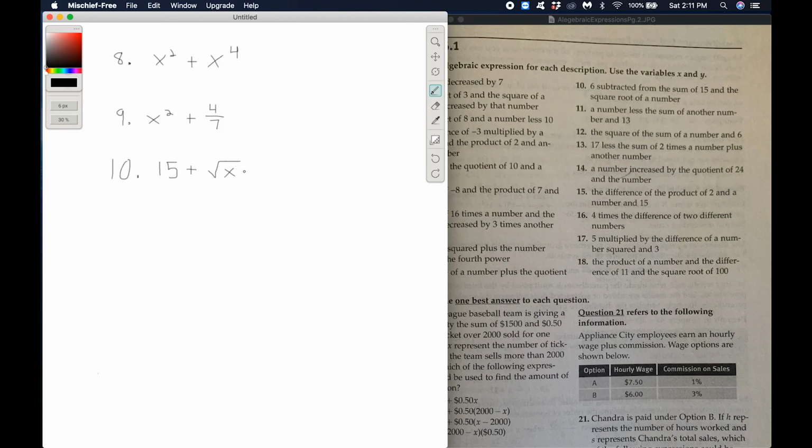Okay, so for the last part, it says 6 subtracted from this, okay? So I know it says 6 here first, but in order to subtract 6, we need to know what to subtract it from. So that's why we put this here first. Let's see, number 11.